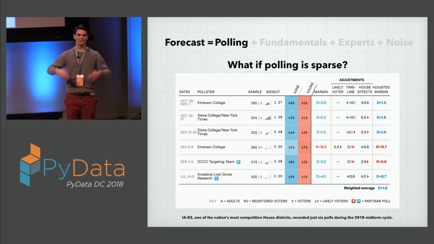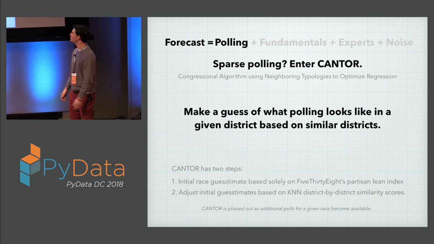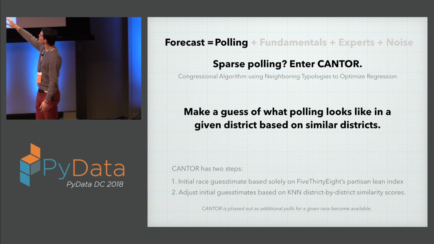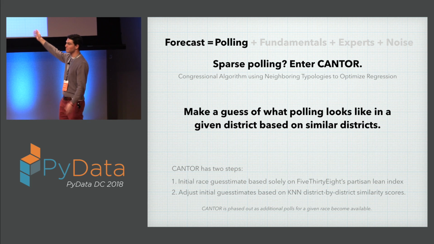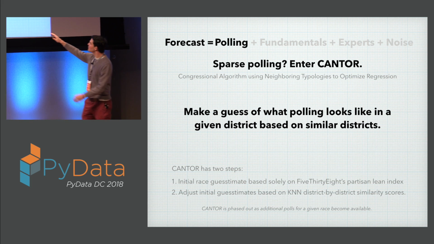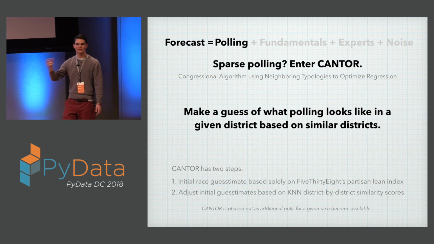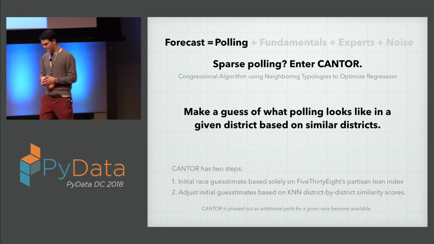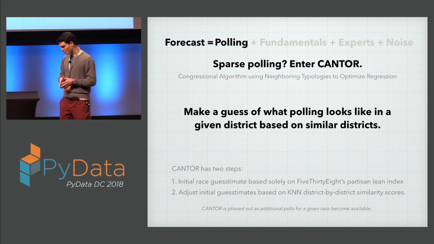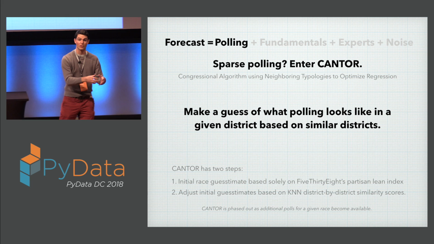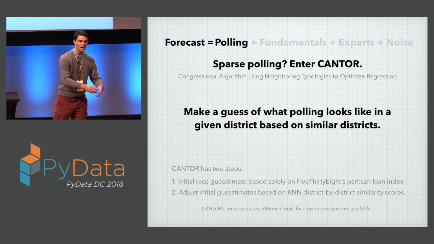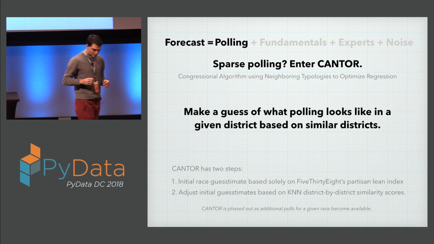I mean, a lot of this talk is like 538's not that great, as much as we like them. This little bit that I'm about to talk about I think is pretty novel and one that would be useful to reproduce. So for sparse polling, they use Cantor, which is a backronym for Congressional Algorithm Using Neighboring Typologies to Optimize Regression. And it's a shout out to the Cantor race where Dave Brat upset Cantor, and people were shocked by it because there was very, very sparse polling in a primary in a relatively heavily Republican district in Virginia years ago.